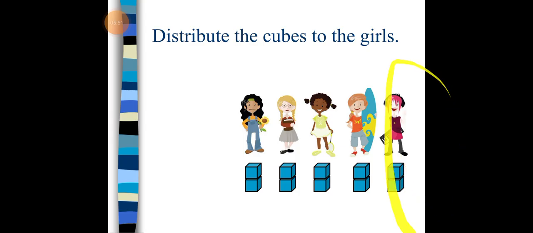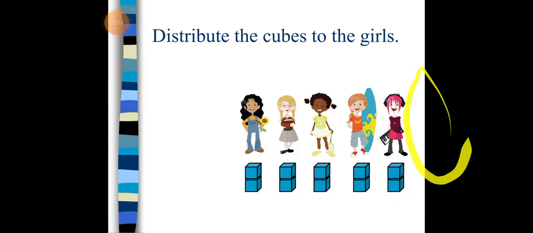One girl will get 2 cubes. First of all, you give each of them one. After distributing one each, you are left with 5. Then you know that you can easily give one more to each of them.